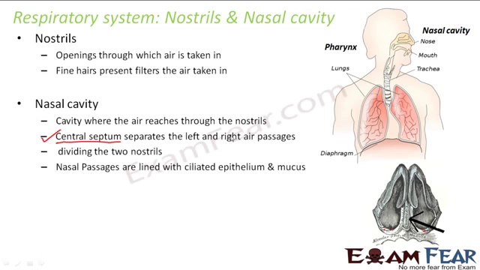So now once the air enters into the nose and passes through the nasal cavity, everywhere in this passage it is seen that it is lined with ciliated epithelium. What is ciliated epithelium? The epithelial tissue which is lined with cilia. Cilia are the fine hair-like structures, right? And it is also lined with mucus. What is mucus? The slimy, slippery substance.